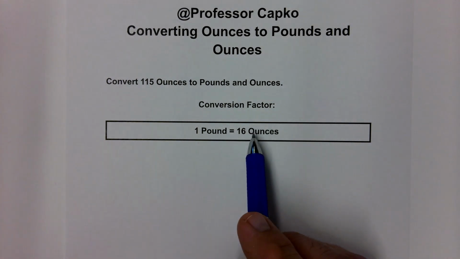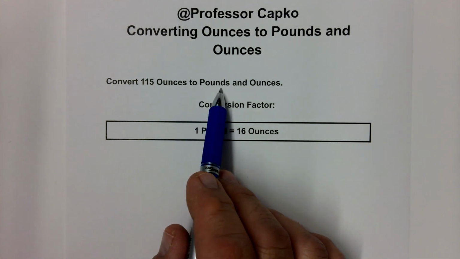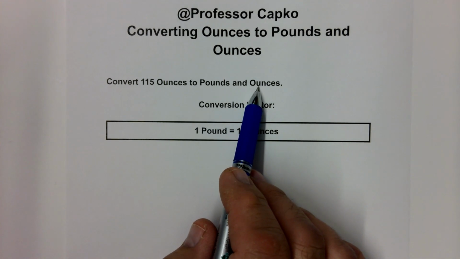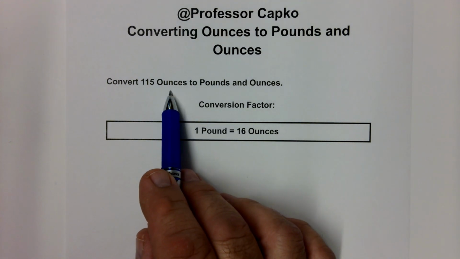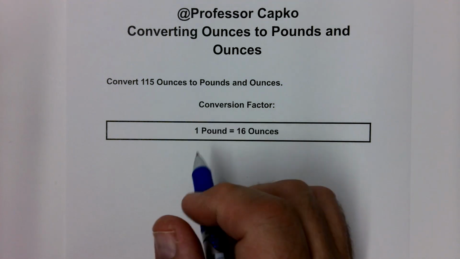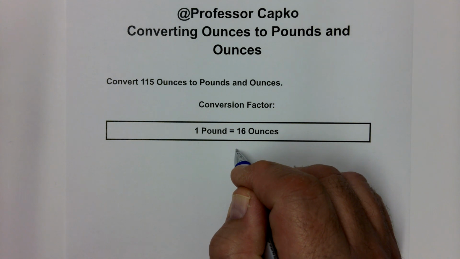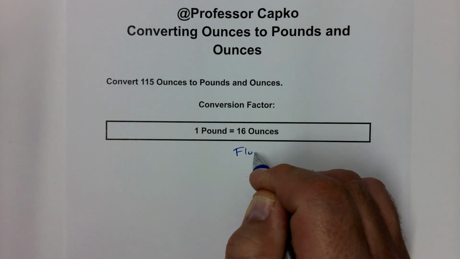In this problem, we're being asked to convert 115 ounces to pounds and ounces. Now, these are weight ounces. So weight ounces obviously are going to measure weight. You have to know that that's weight ounces. There is something also that I don't want you to confuse it with, which would be fluid ounces.